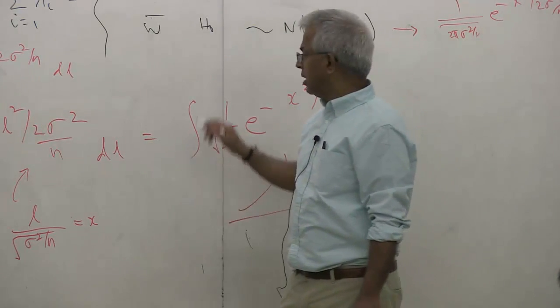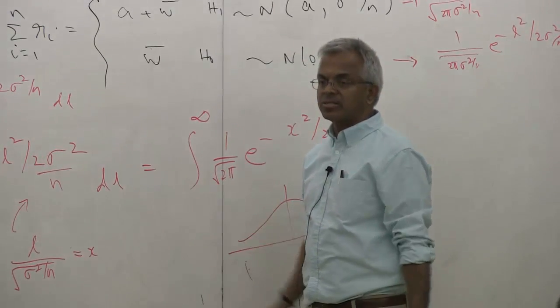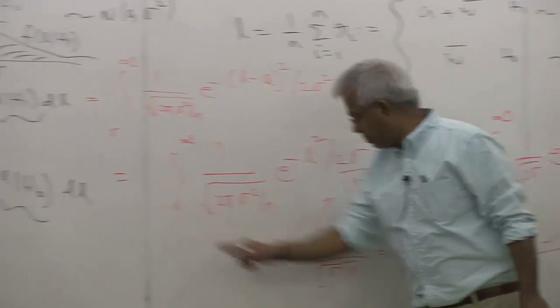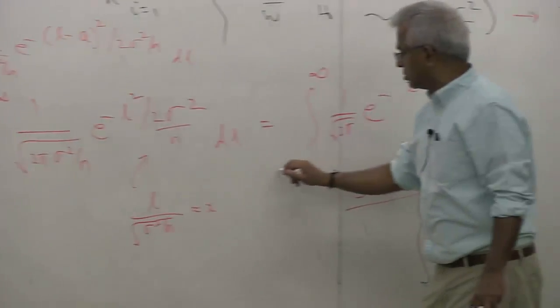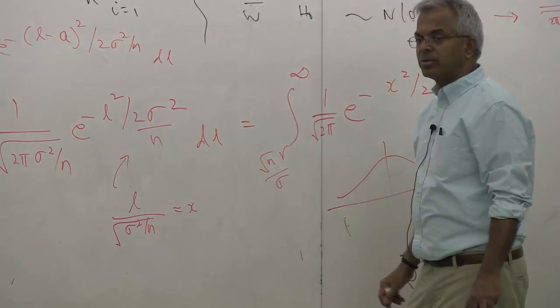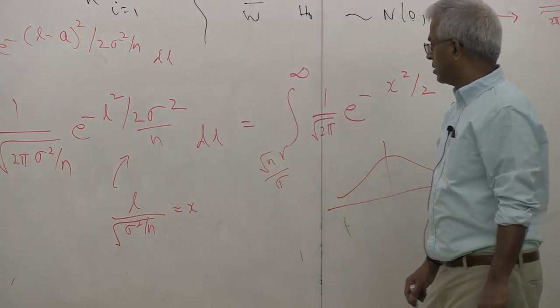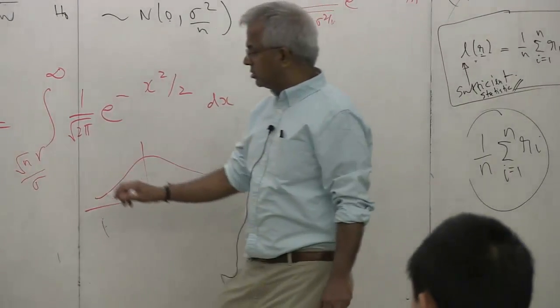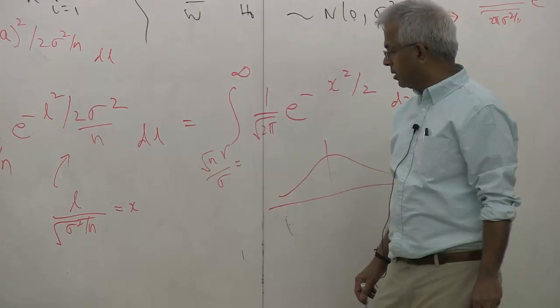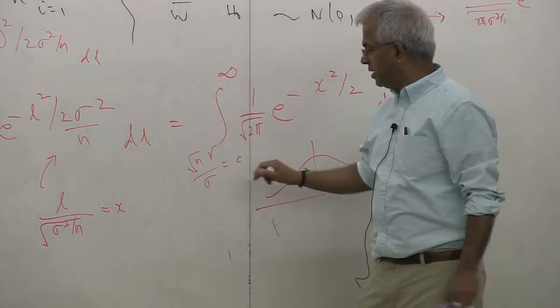Anybody, what happens to the limits? The top limit is infinity, so that stays the same. What happens to the bottom limit? When L is gamma, you plug this in. So that's square root of n gamma over sigma, right? The lower limit. Now, let me call this quantity something. Let's say a quantity C, okay?